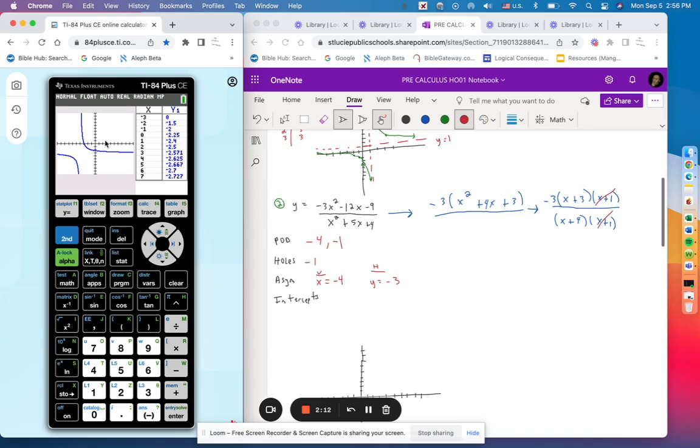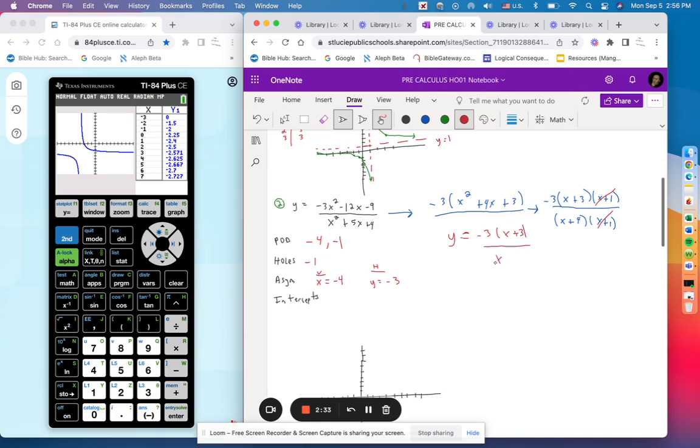And now I need to see, does it cross the x? It does. It crosses the x-intercept and the y-intercept. This has an x and y-intercept. So I'm going to write my function, y equals -3 x plus 3 over x plus 4. And to find my x-intercept, plug a 0 in for y.